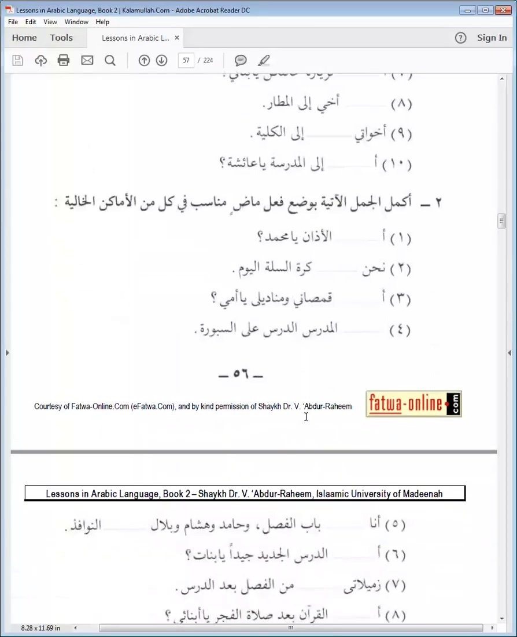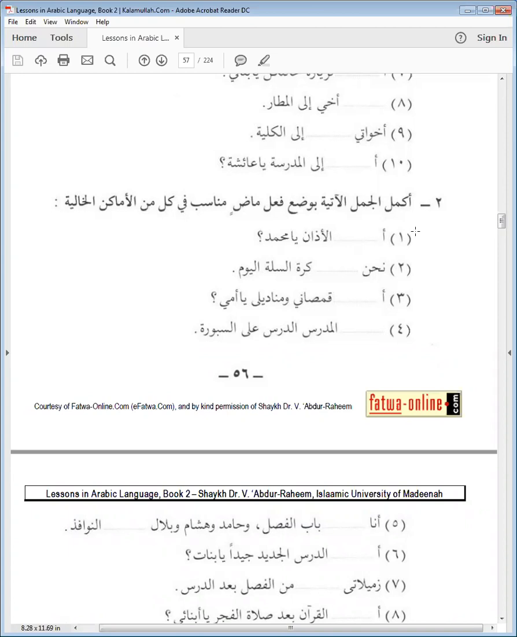Next exercise, number 2: complete the following sentences by putting a suitable past verb in each of the places. Same thing, fill out the sentences with a suitable verb. This one didn't give you the verb. You have to come up with a verb that is suitable for each sentence. It's the same exercise, except now you're not given any verb. You have to look at the situation, look at the sentence, and come up with the appropriate verb.